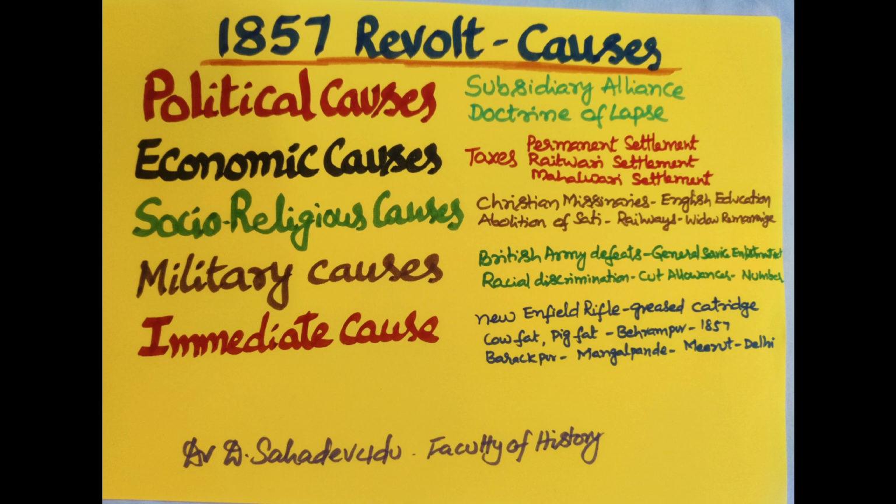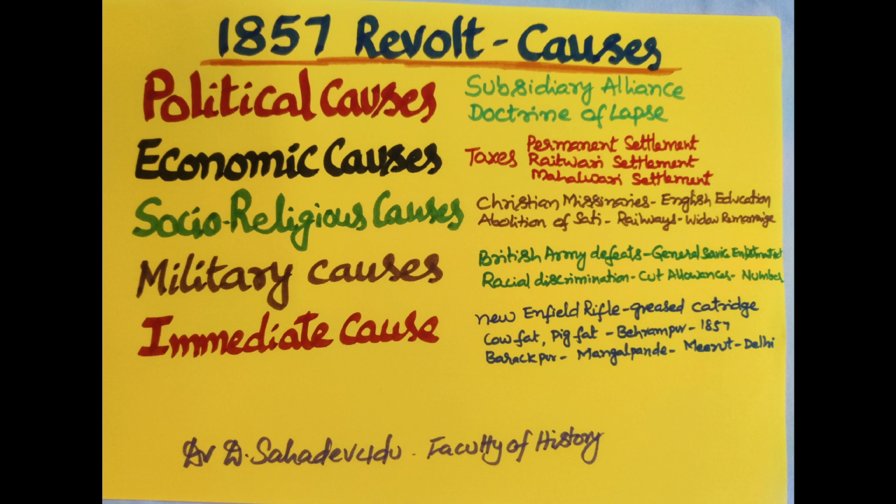Lord Canning passed the General Service Enlistment Act, under which sepoys could not refuse to cross the sea. This hurt the religious sentiments of the Indian sepoys. The defeats in the First Afghan War gave the Indian sepoys the courage to believe that the British army was not superior to them. After the annexation of Awadh, the British also disbanded the state army. As a result, nearly 60,000 sepoys were thrown out of employment.